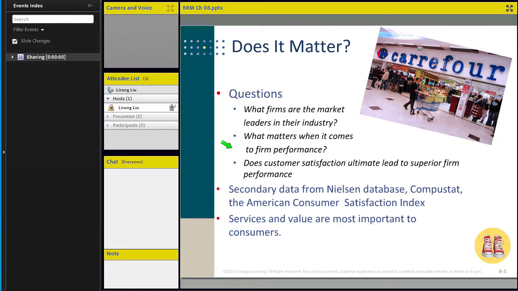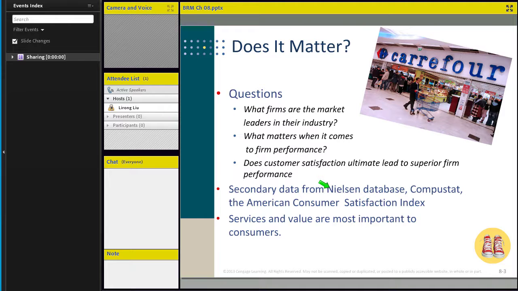You can get secondary data from, for example, the Nielsen database, Compustat. That's a major business data set. The American Customer Satisfaction Index, they do provide comprehensive data on various industries and individual companies. And sometimes for a particular industry, for a particular company, the company may not be able to access information about their competitors within the industry. So getting data from such databases is a good choice.